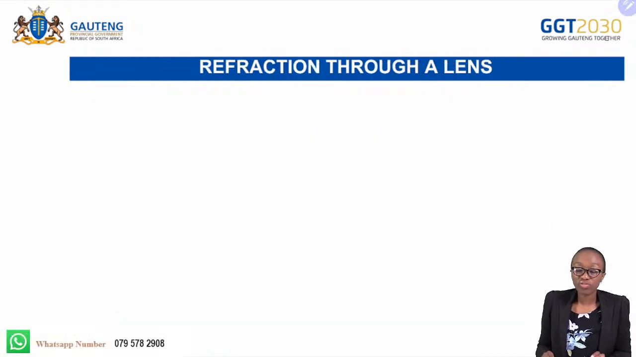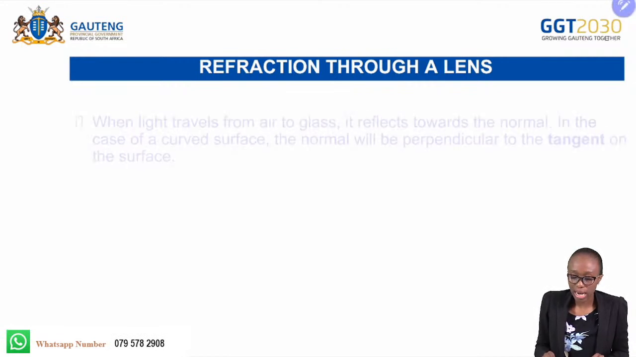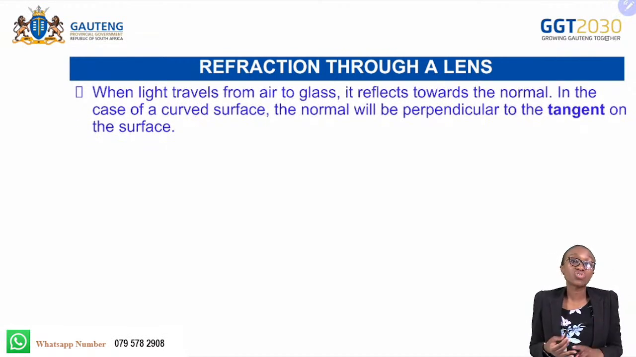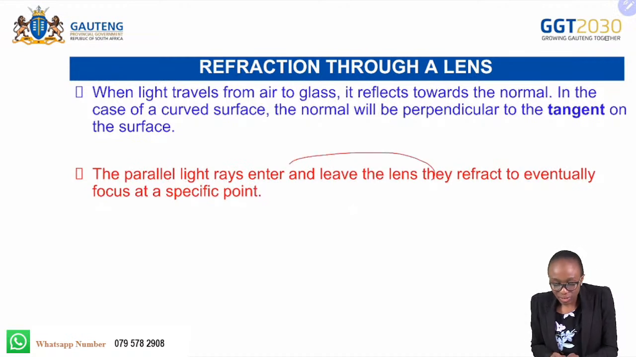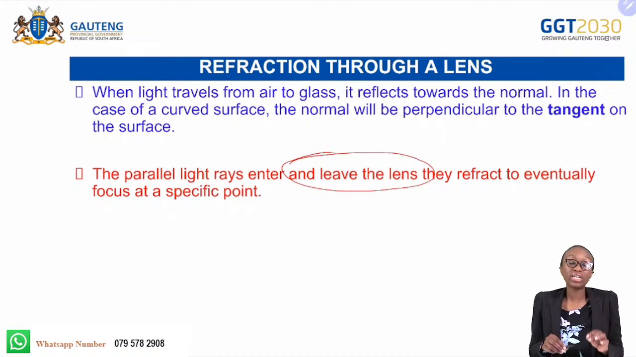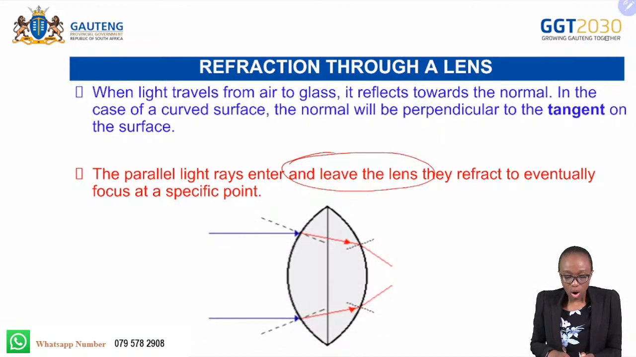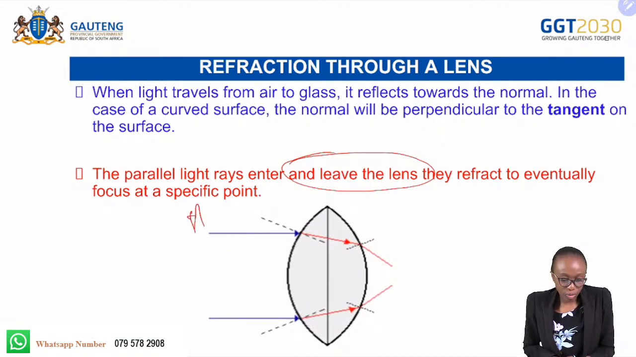So now let's talk about refraction through a lens. So when light travels from air to glass, it refracts towards the normal. In the case of a curved surface, the normal will be perpendicular to the tangent on the surface. The parallel light rays then enter and leave the lens. They refract to eventually focus on a specific point. So they all eventually focus on one specific point. So now this is light entering, so it's moving from air to glass.